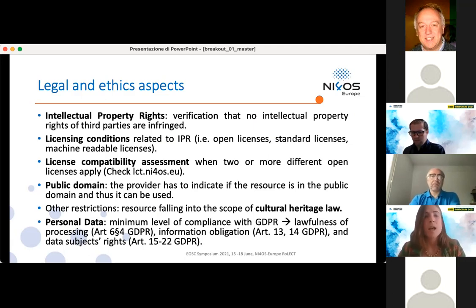Then, if the resource has a copyright, the user has to indicate whether such copyright is in the public domain and thus it can be used. Other than this, if the resource, for example, contains an image of a monument that falls into the scope of cultural heritage law, this has to be indicated as well because it restricts the use of the resource. In addition, if the resource has personal data, there are 3 questions that aim to reassure a minimum level of compliance with GDPR related to the lawfulness of the processing, information obligation, and data subjects' rights. Next slide, please.